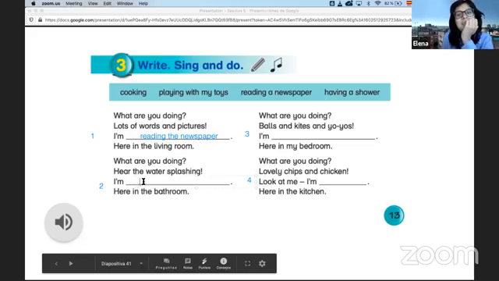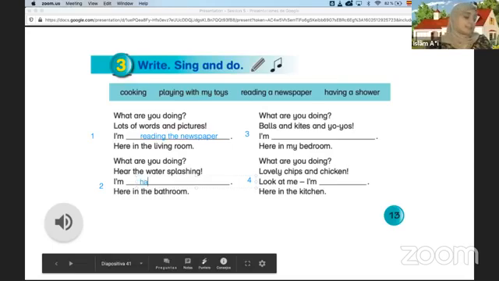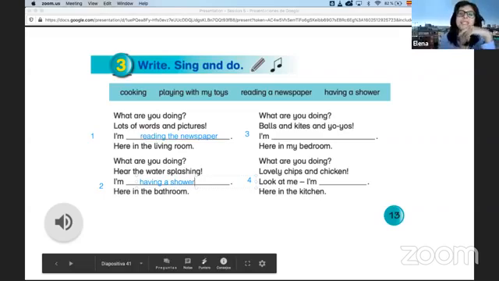Okay. And number 2, Islam Sulaiman says that I'm having a shower. Is she right? That's exactly right. I'm having a shower here in the bathroom.